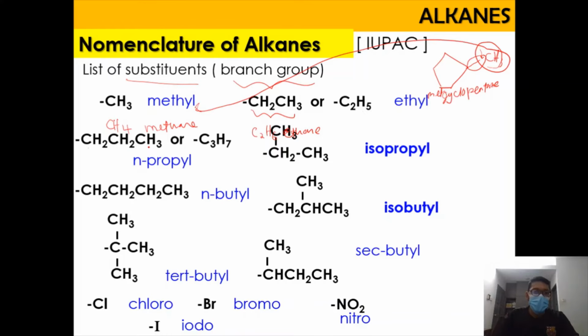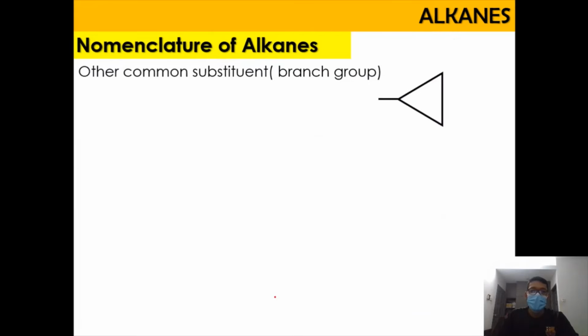Okay, and the other names that you also need to know are written here. So if you have 3 carbons, it's going to be n-propyl, or the propyl which is arranged isomerically is known as isopropyl, and these are the other things that you have to know. This includes the halogens, for example, let's say Cl. So the substituent here will be known as chloro. If Br, known as bromo. Alright? And these can also be the branch group.